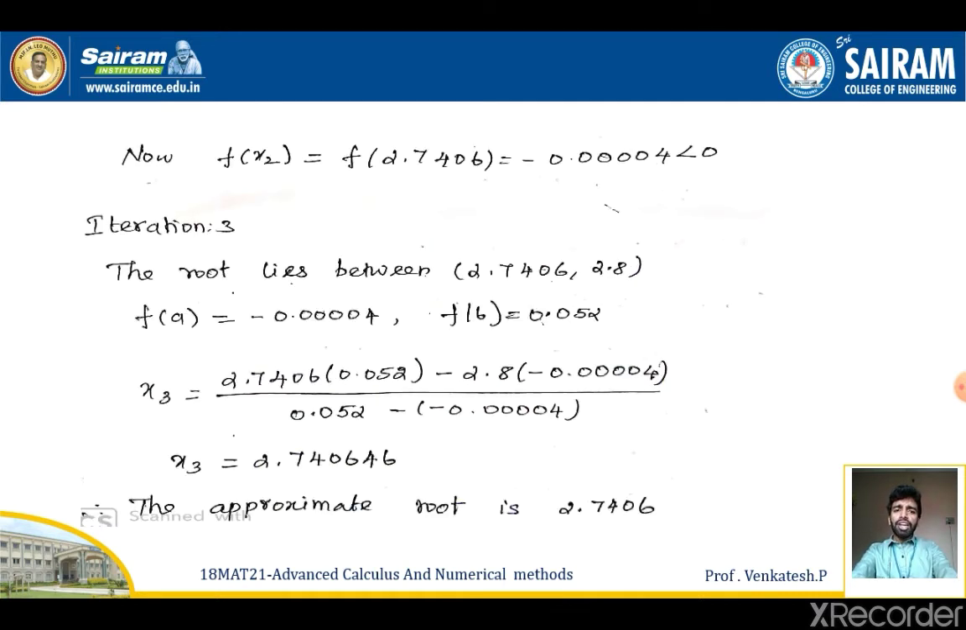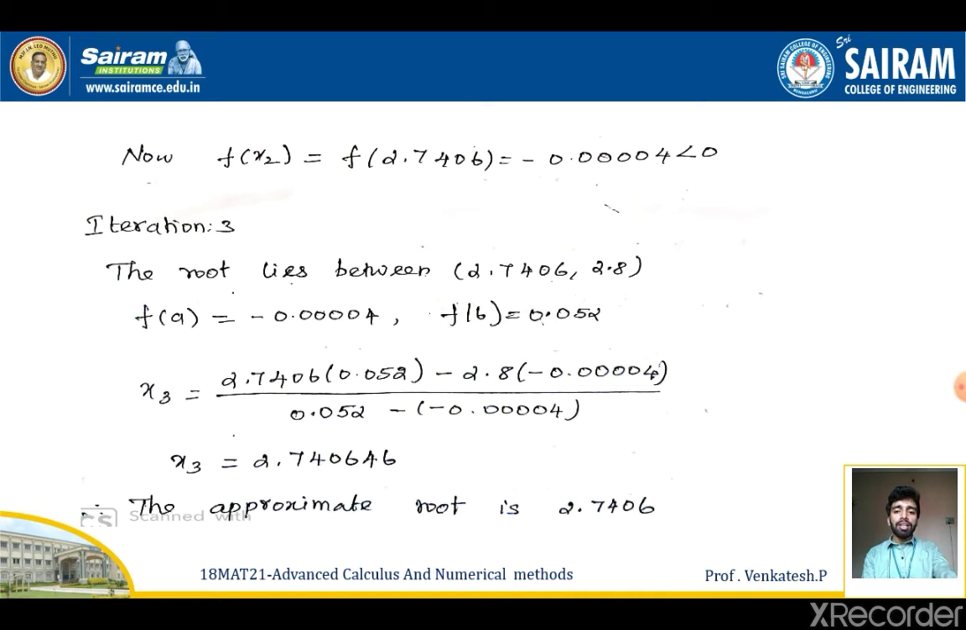Next is iteration number 3. To compute iteration 3, before that we have to replace the value of x2 in the given function f of x. After replacing 2.7406 in the function, I got minus 0.004, which is also less than 0. According to the previous iteration, previously a was negative, so here also I can take this x2 as a value to compute the next iteration. In iteration number 3, I am taking 2.7406 as a and keeping the previous b, 2.8, as it is.